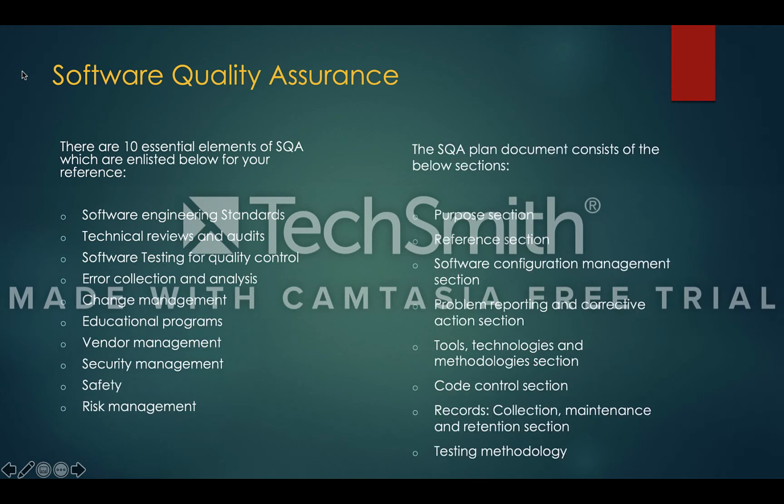Next, we have a few of the essential elements of software quality assurance which are listed. One is the security, the error collection and analysis, and a few more to name. Then we have the document that it consists of. It consists of the purpose, reference, software configuration, problem reporting, tools and technologies, code, and the records.